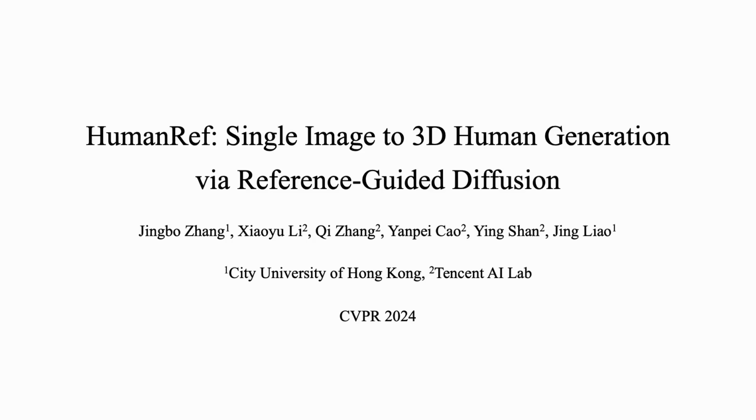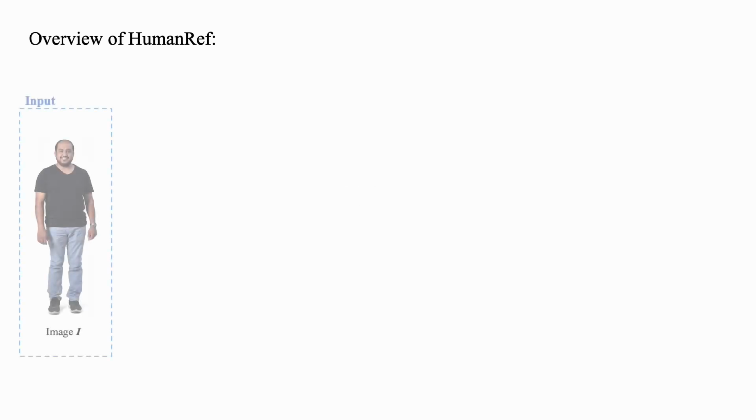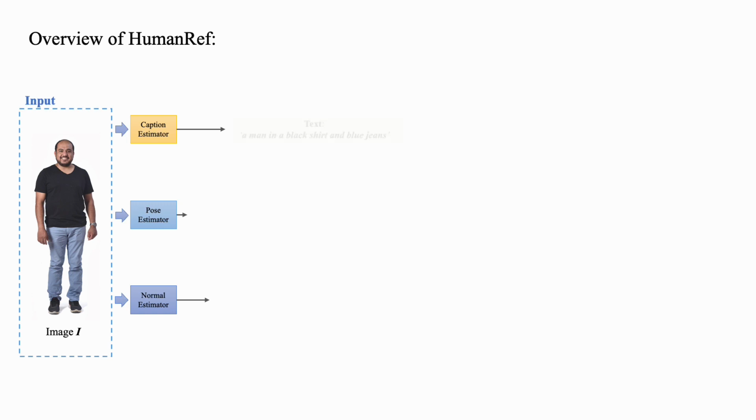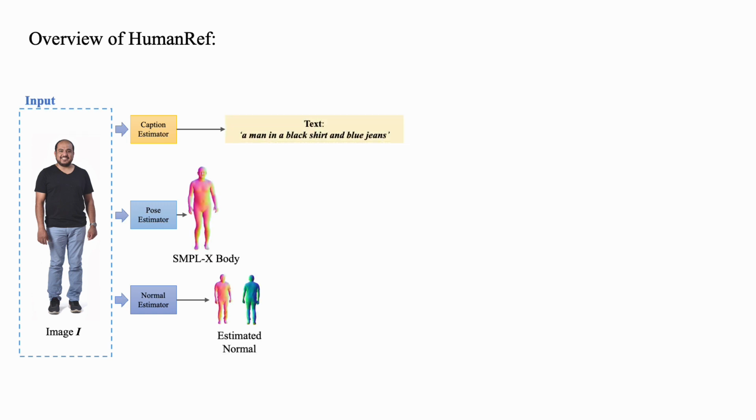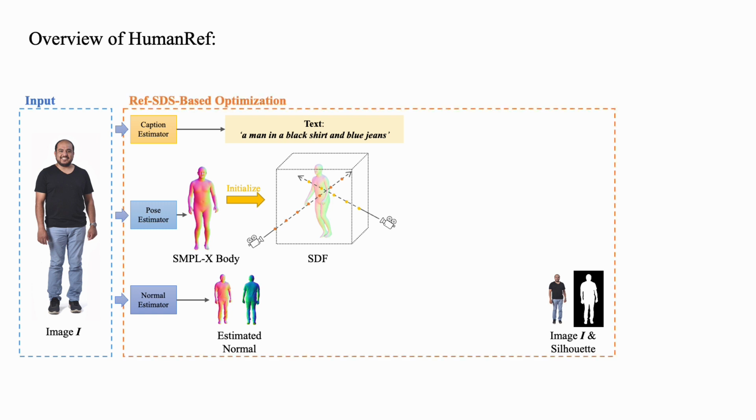We propose HumanRef, a novel framework for 3D clothed human generation from a single reference image. Given an input image, we first utilize existing estimators to derive the corresponding text caption, skinned SMPLX body, front and back normal maps, and silhouette. Subsequently, we initialize a neural SDF network with the estimated SMPLX body and initiate an optimization-based generation process.